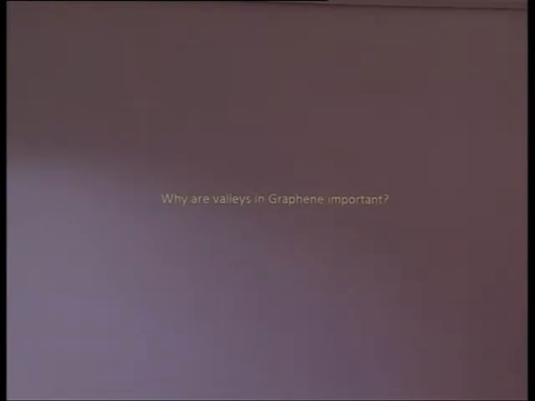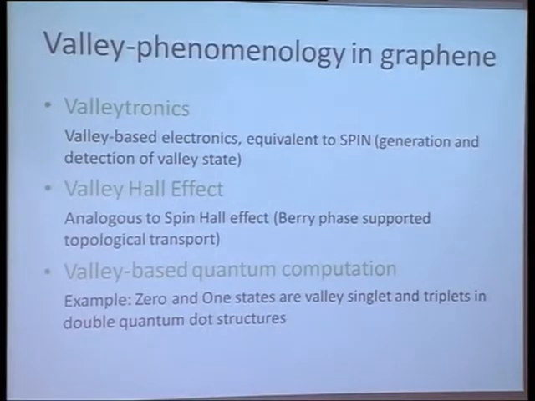So first question, quickly: why would you look at valleys in graphene? There are now several suggestions that you can actually use valleys instead of spins to lead to electronics based on valleys, which you call valleytronics. You can create valley current rather than spin current. And this has been shown both theoretically and in some very recent experiments. Valley Hall effect is something which I have told you, and valley-based quantum computation is actually an interesting proposal as well. What you can do is create double quantum dots and take valley singlets and valley triplets as your qubit. So there are very interesting suggestions to do with valleys.